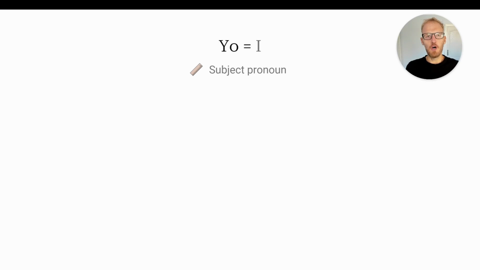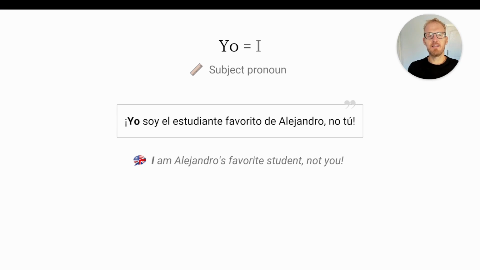And that is yo, which is I, and it is a subject pronoun. Don't worry about the grammar terminology. If you don't care about it, that's okay. But it means that we are talking about the one who is performing the action or who is something. So, yo soy el estudiante favorito de Alejandro, no tú. I am Alejandro's favorite student, not you.